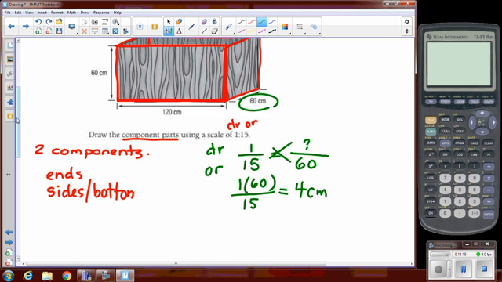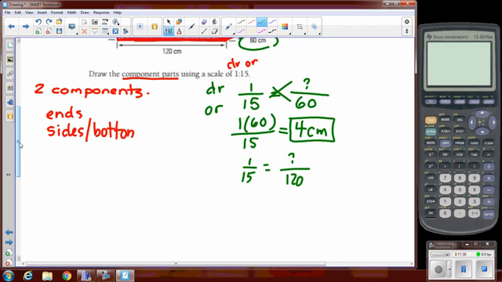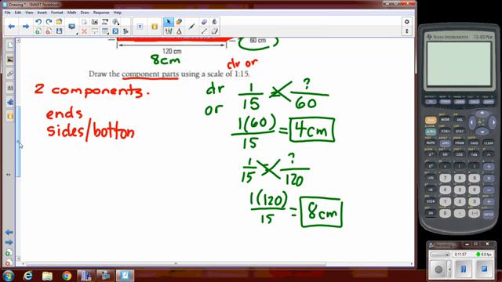And I do the same thing, the 1 to 15, for the 120 centimeter long side of these. With the question mark, I'll just box this so I remember. So this will be 4 centimeters. And if I cross multiply here, 1 times 120 divided by 15, that gives me 8 centimeters. So anything on this box that's 120, I draw as 8 centimeters. But now, since it's only a component diagram, I only need to draw two shapes. The ends, which are square, 60 by 60, and those longer pieces that are 120 by 60.